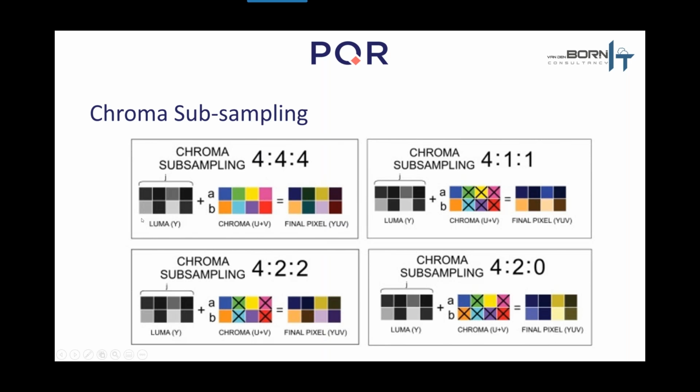So how does this work? With Chroma Sub-sampling, we will describe the image with luma, the brightness, and the chroma, the color information. So the Y is the luma, and the U plus V, those are the color components. And with Chroma Sub-sampling 4:4:4, we will take the complete luma, the Y, and we will take the full color information. So you don't do any subsampling with 4:4:4.